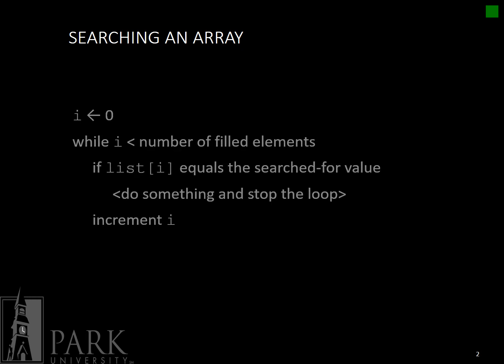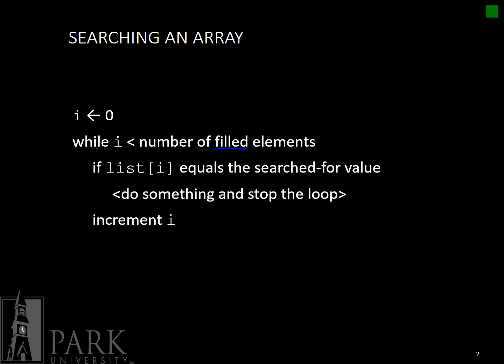You'll often need to determine whether or not an array contains a particular value. So here's the pseudocode for an algorithm for conducting a sequential search for a particular value within an array, right? We have an index, and we're going to set it equal to 0. And while that index is less than the number of filled elements, and this is kind of a key thing, right? Filled, because we can have an array of 100, but only 50 of them might be filled.